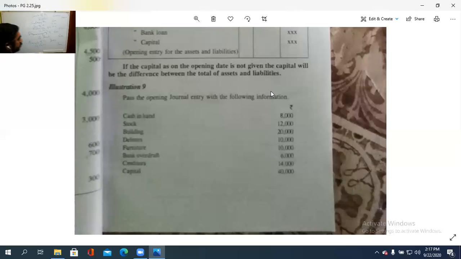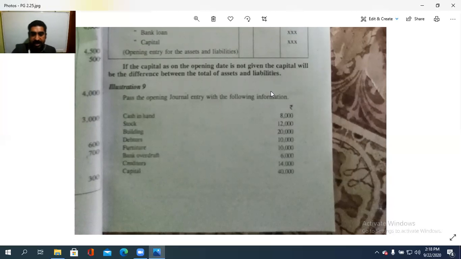So see, we will do this problem. This is the format for that. Opening assets and liabilities are to be passed in one entry, that is, in a compound journal entry, so that either one of the items may be the difference, and that is the balancing figure. Maybe the capital is the difference. In this case, pass the opening journal entry with the following information: cash in hand 8,000, stock 12,000, building 20,000, debtors 10,000, furniture 10,000, bank overdraft 6,000, creditors 14,000, and capital 40,000.